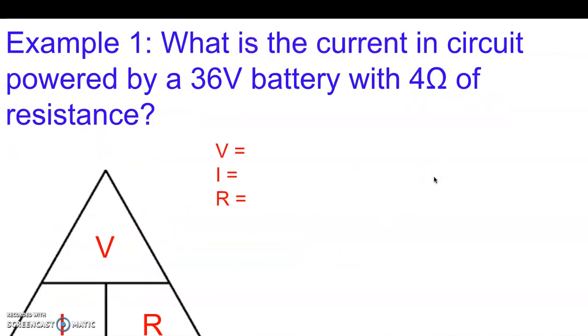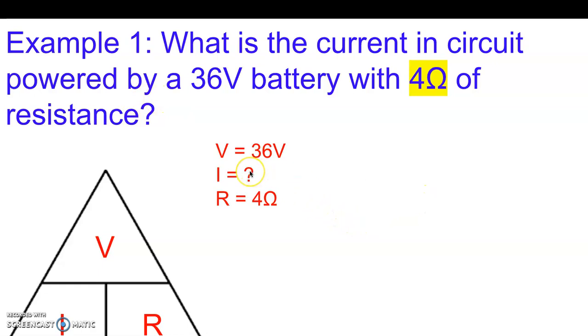So, for example, what is the current in a circuit powered by a 36-volt battery with 4 ohms of resistance? So in this problem, the voltage is 36 volts. The current is unknown, right? That's what they're asking us to solve for. What is the current? And the resistance is 4 ohms because it says 4 ohms of resistance.